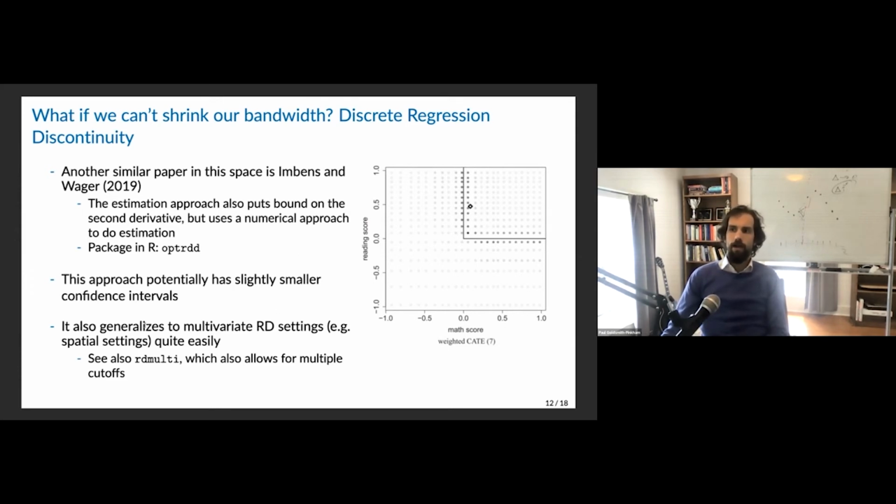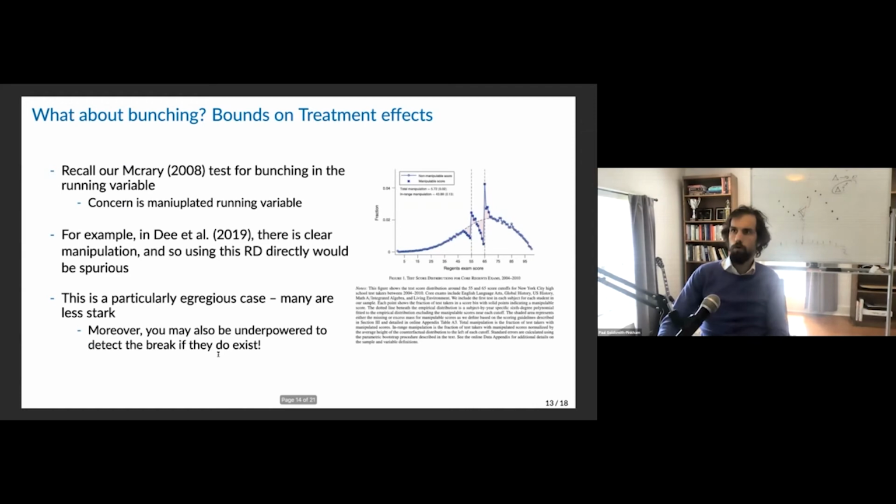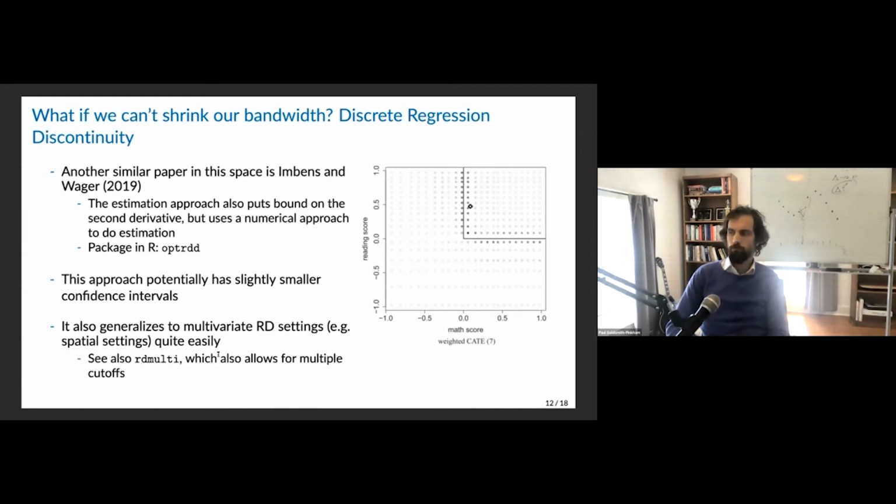So this opt-RDD code works reasonably well for it. It has a little bit more computational issues because it's in this numerical optimization setting. The Cattaneo crew, as you could call them, the huge set of folks who have that RD robust package, also have a package called RD multi, which allows for this multiple cutoffs thing.